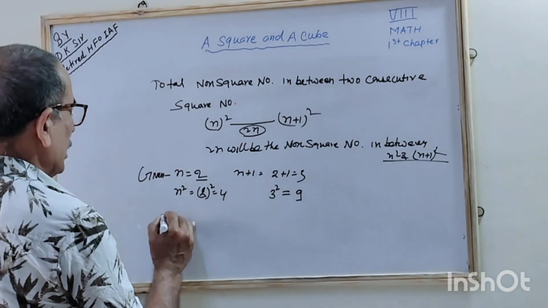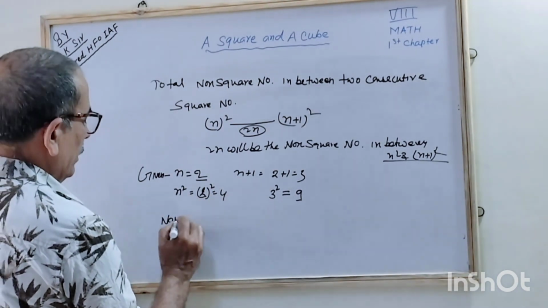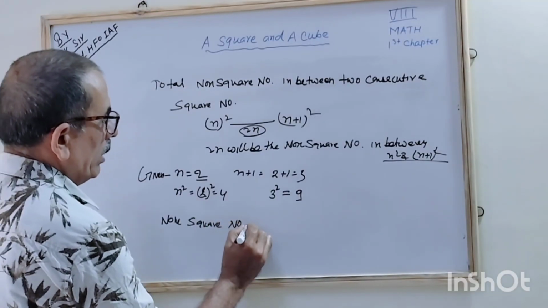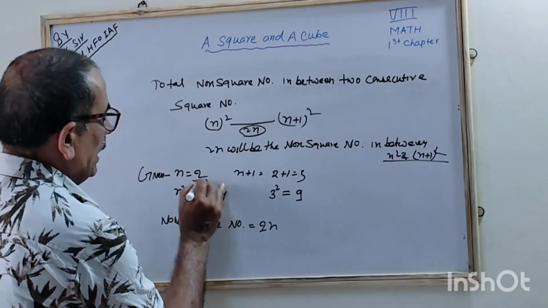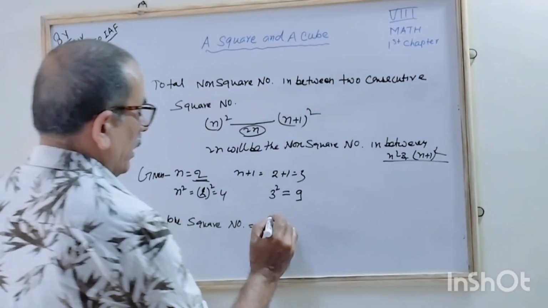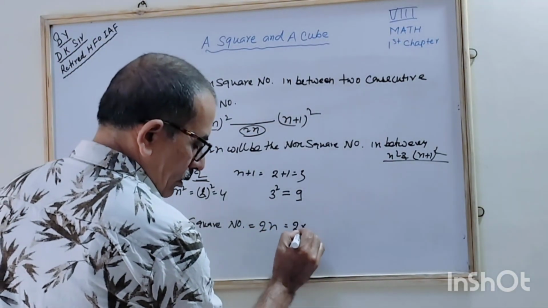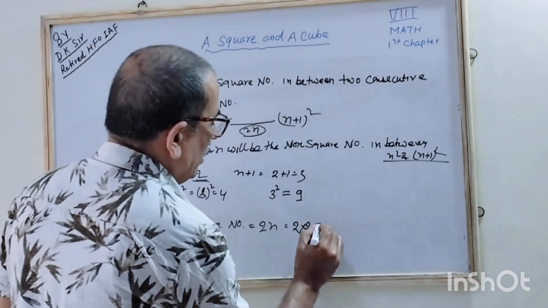How many non-squares? The non-square numbers will be equal to 2n, where n is the first square number. So we are going to write 2 into 2. How much becomes? It is 4.